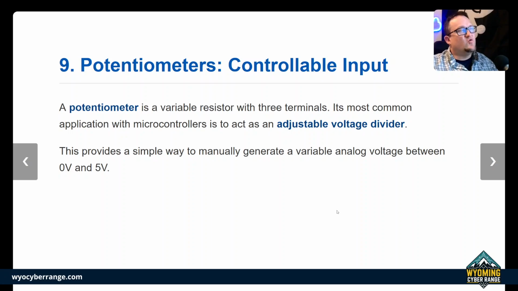Now, how do we control our analog signals? Well, we can use what's called a potentiometer. And you've used potentiometers every day. You've heard me say this before. For instance, you use a potentiometer when you go into your car and turn the volume up and down. That is a potentiometer.